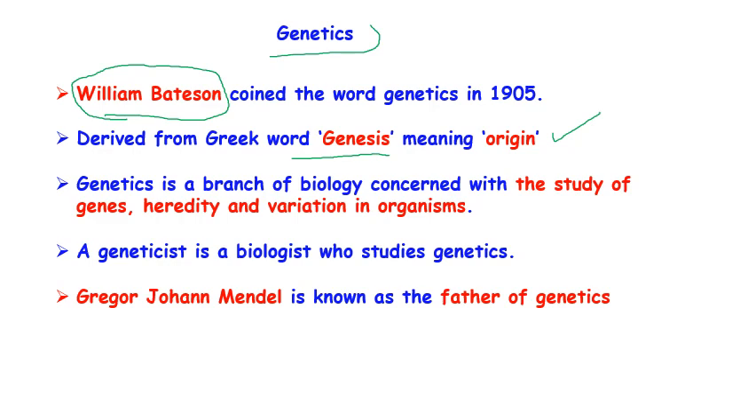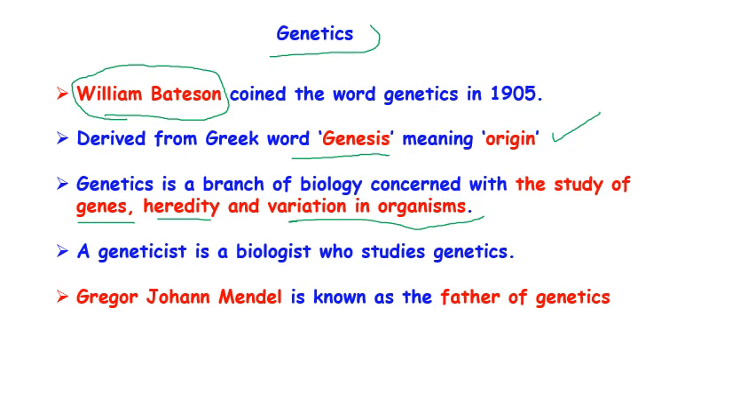Genetics may be defined as the branch of biology concerned with the study of genes, heredity, and variation in the organisms. So heredity as well as variation is studied by genetics. Or we will again revise it. Genetics is a branch of biology concerned with the study of genes, heredity, and variations.